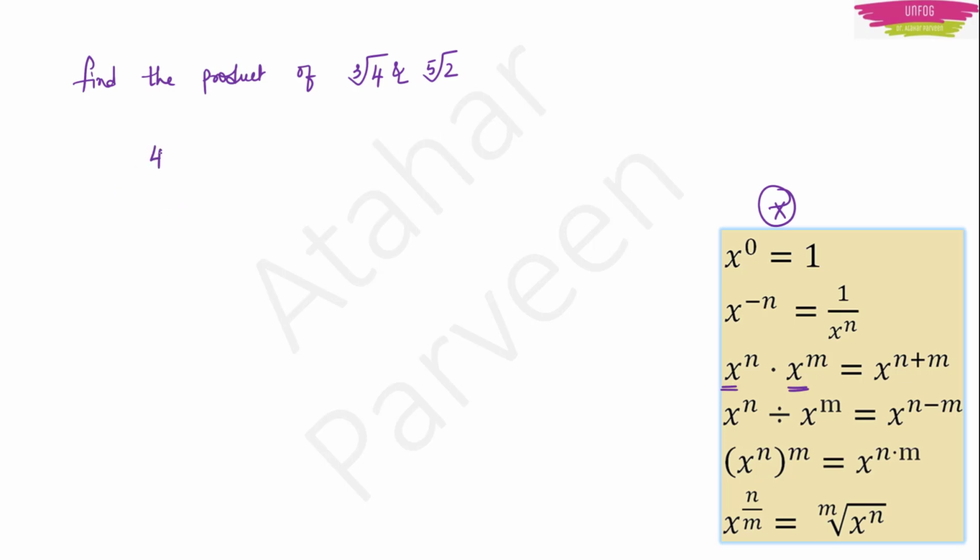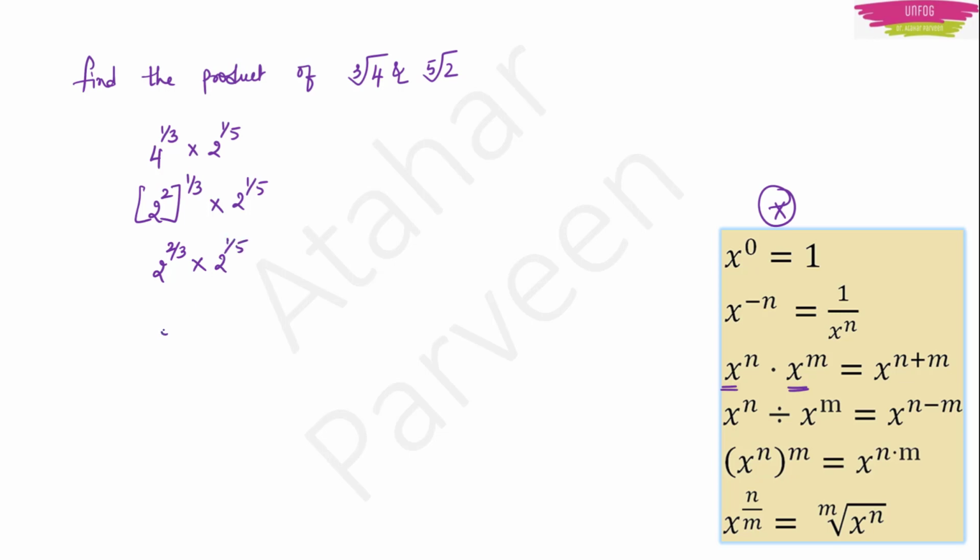Now I can write it as 4 to the power 1 by 3 into 2 to the power 1 by 5. Now I want to make common bases. So what I will do? I will write like this: 2 square whole to the power 1 by 3 into 2 to the power 1 by 5. Or 2 to the power 2 by 3 into 2 to the power 1 by 5.